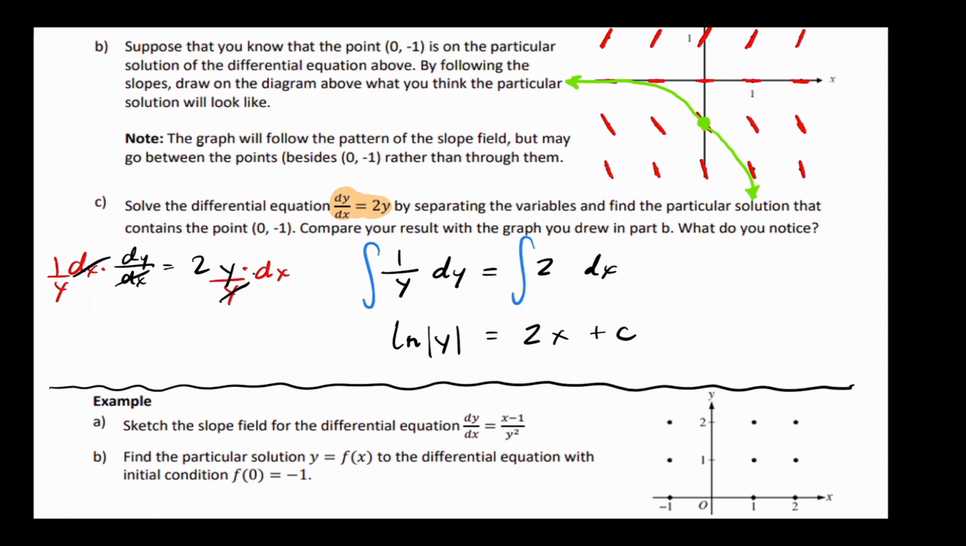Okay. Plug in your points. So we're plugging in the point 0, -1. That's the point that they said to plug in. So we're plugging in a 0 for x, -1 for y. The natural log of the absolute value of -1, so +1. What's the natural log of 1? 0. Equals 0 plus c. So c equals 0.